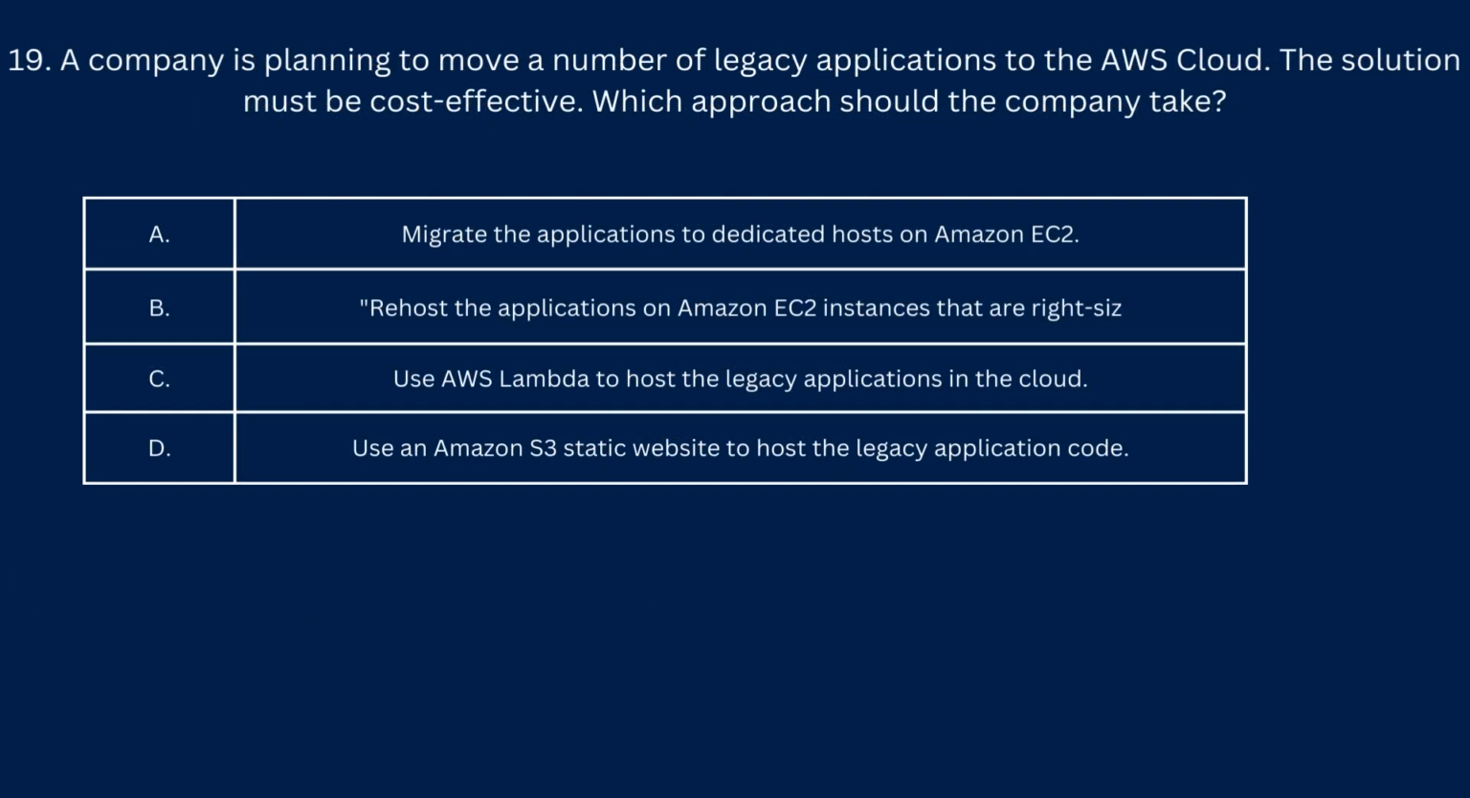Question 19. A company is planning to move a number of legacy applications to the AWS cloud. The solution must be cost-effective. Which approach should the company take? A. Migrate the applications to dedicated hosts on Amazon EC2. B. Rehost the applications on Amazon EC2 instances that are right-sized. C. Use AWS Lambda to host the legacy applications in the cloud. D. Use an Amazon S3 static website to host the legacy application code.